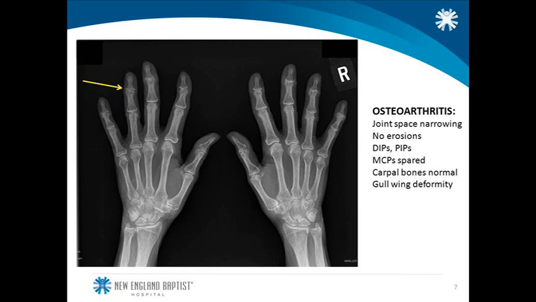She also has a classic finding of osteoarthritis on X-ray. If you look at her left fourth DIP joint, due to joint space narrowing and osteophyte formation, she has what's termed a gull wing deformity, where the joint line takes on the appearance of a flying seagull.